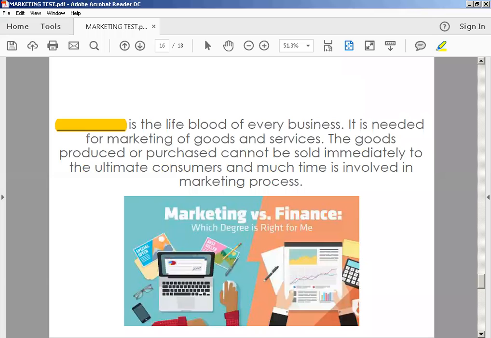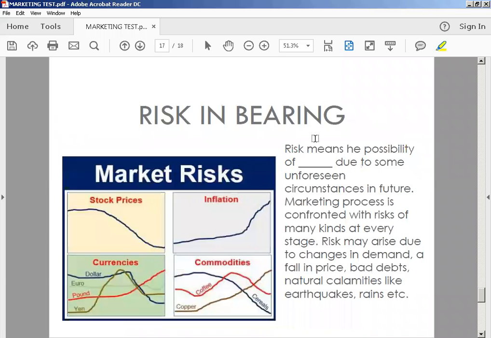I proceed. Risk means the possibility of dash due to some unforeseen circumstances in future. It is "the", not "he"; please correct that.